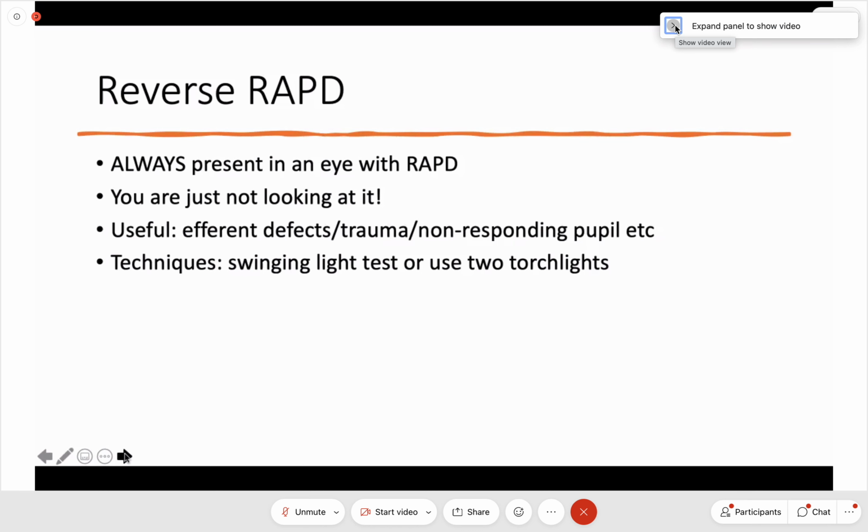So when do you need to do a reverse RAPD? You know that when the pupil is not responding, certainly due to trauma or some defect, some inflammation, some posterior synechiae, for example, the pupil is not responding, but you need to check whether the efferent is intact or not. So you do swinging light test, or some people might prefer to do torchlights. You can do either. I personally like swinging light test because it's simple. I don't need another extra pair of instruments.